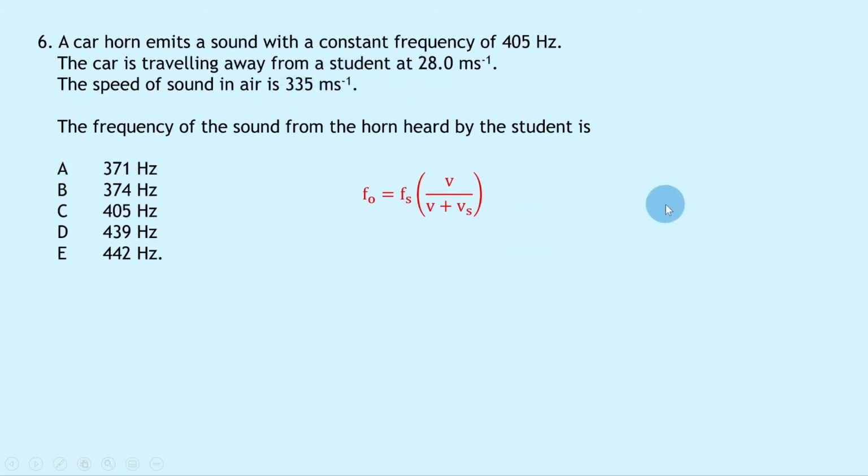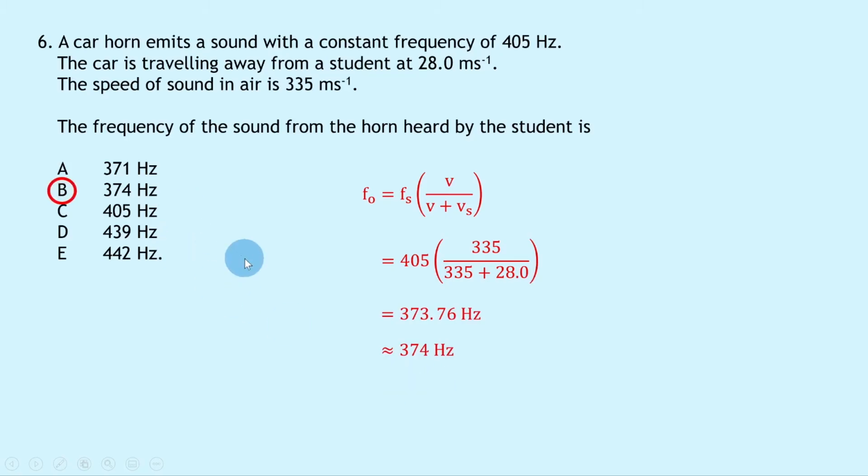So remember, the trick to remember which sign to use in the denominator is towards is take away and away is add. So the car is travelling away, so we're going to add in the denominator rather than subtract. So let's plug in our values to get what fo is. We have fs, the frequency of the sound source, is 405 Hz, times 335 divided by 335 plus 28.0. And putting that into your calculator should give you an answer of 373.76 Hz, which we can round up to be approximately 374 Hz. So you'll see that gives the answer B.